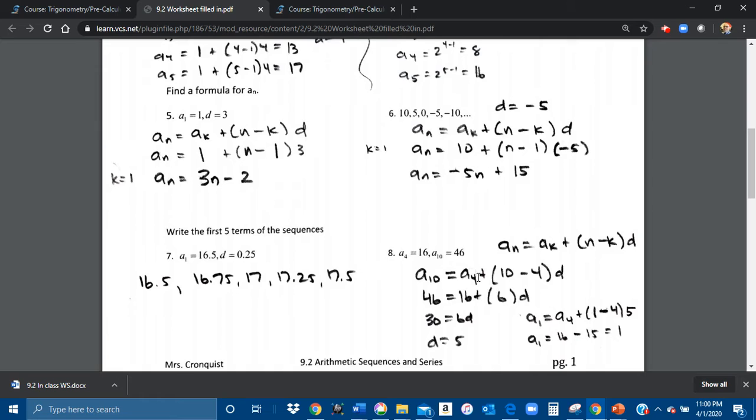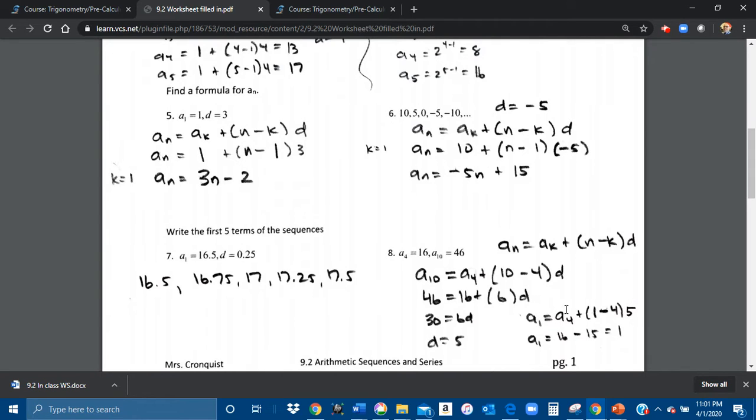So a sub 10 is equal to a sub 4 plus (10 minus 4) times my difference d. I don't know what my difference is yet. I've got to figure it out. So a sub 10 is 46, a sub 4 is 16, plus 6d. Do a little bit of math here, figure out that d is equal to 5. So now I can plug in my equation here.